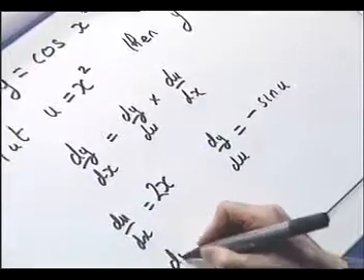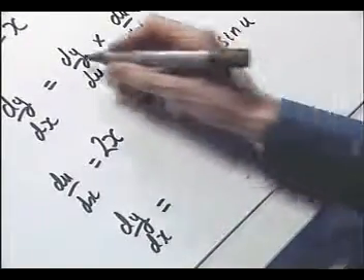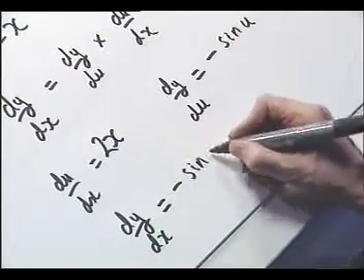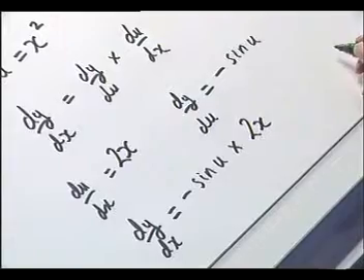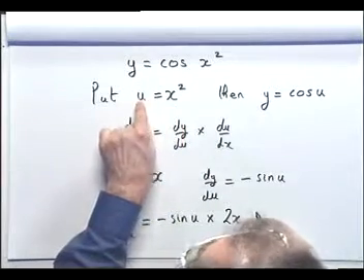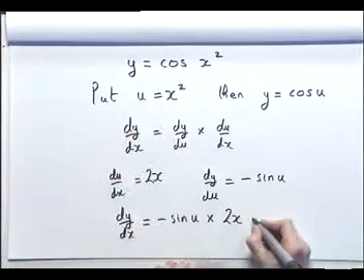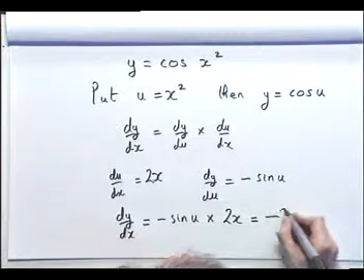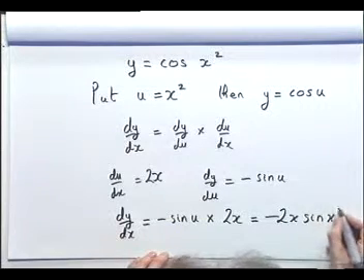So now we need to put these together. Dy by dx is equal to dy by du, minus sine u, times du by dx, which is 2x. Now, this is all very well, but really we'd like to have everything in terms of x. And here we've got u. So we need to undo this substitution. If we put u equals x squared, we now need to replace the u by x squared. And so we write minus 2x, I'm bringing the 2x to the front, sine of x squared.